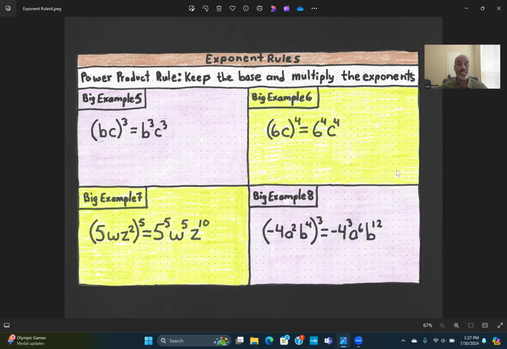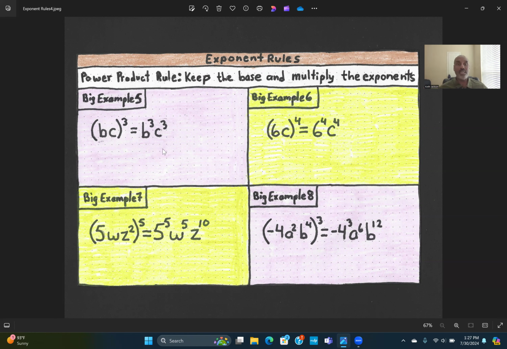Today is our fourth video in a series of videos related to understanding exponent rules. And today we're going to continue with our second video as it relates to the power product rule. And remember, we just keep the base and multiply the exponents in this case. And we have big example 5, big example 6, big example 7, and big example 8 to study.